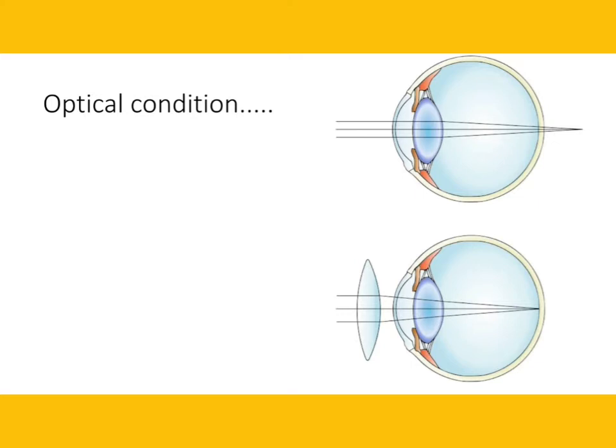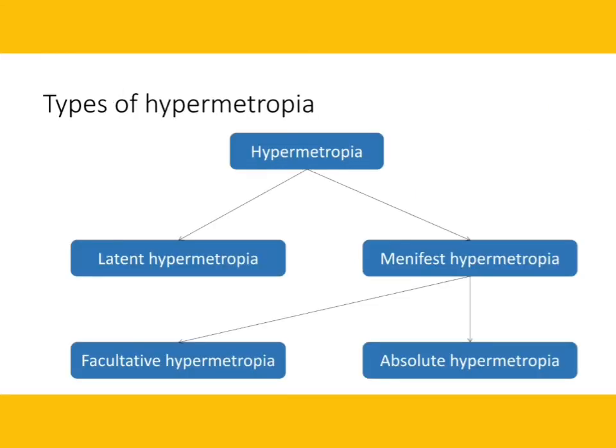Okay, and if we talk about the refractive index hypermetropia, then if the refractive index of the refracting medium is reduced due to any reason, then it also leads to lesser convergence of the light rays, so it will lead to focusing of the light rays behind the retina. Okay, so let's move to types of hypermetropia. Here hypermetropia is mainly two types. One is latent hypermetropia and another is manifest hypermetropia.